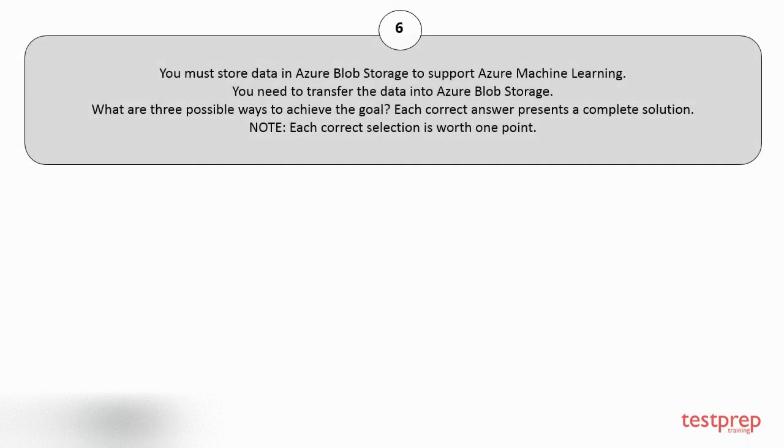Question number 6. You must store data in Azure Blob Storage to support Azure Machine Learning. You need to transfer the data into Azure Blob Storage. What are 3 possible ways to achieve the goal? Each correct answer presents a complete solution. Note, each correct selection is worth 1 point.